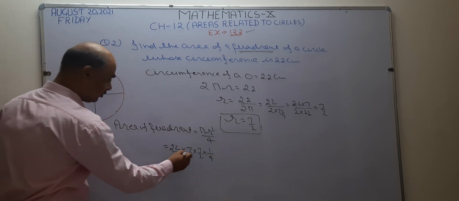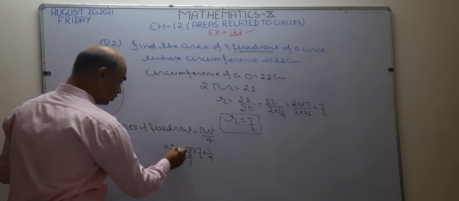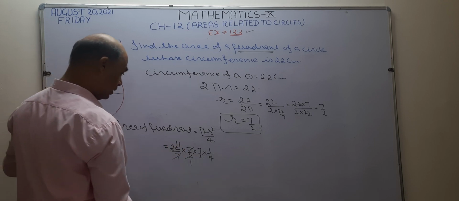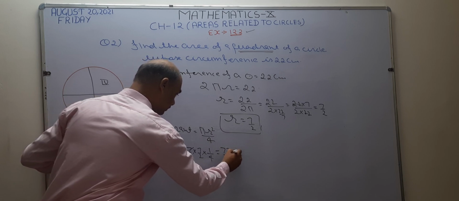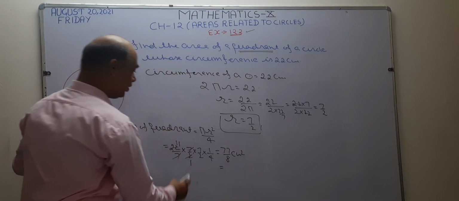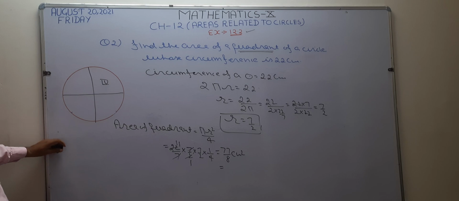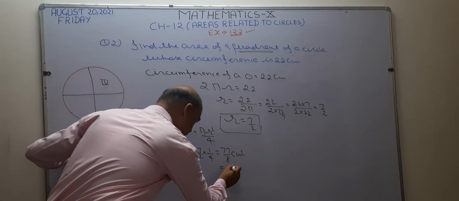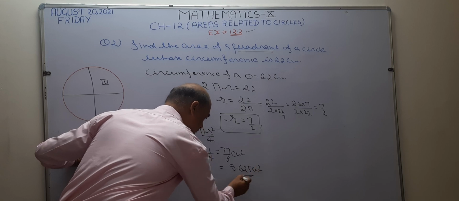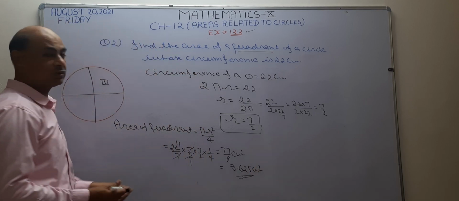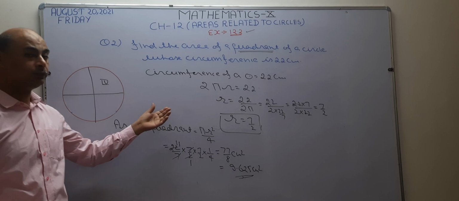Now 7 is cancelled with 7. 2 ones are 2, 11, and this becomes 77 by 8 centimeter square. When you are going to divide 77 by 8, the answer becomes 9.625 centimeter square. So this is your answer. I hope it is clear now.